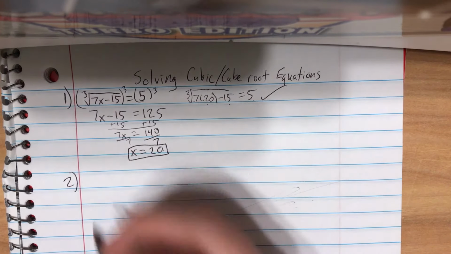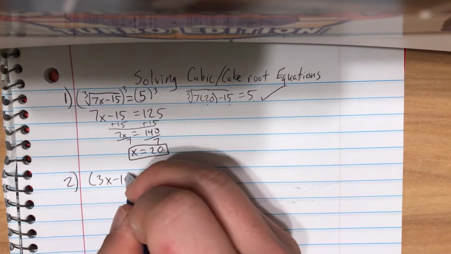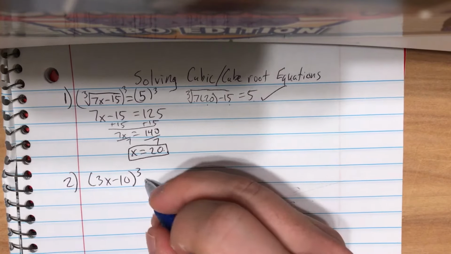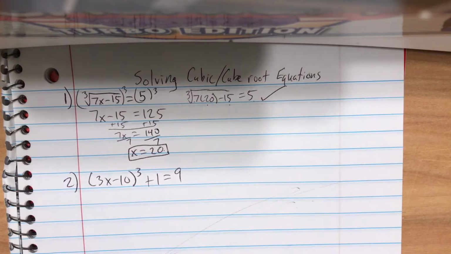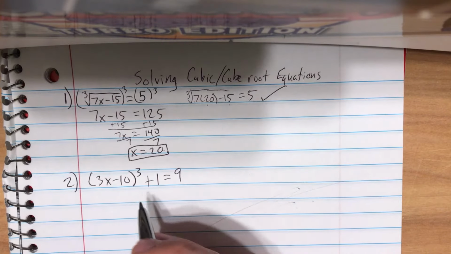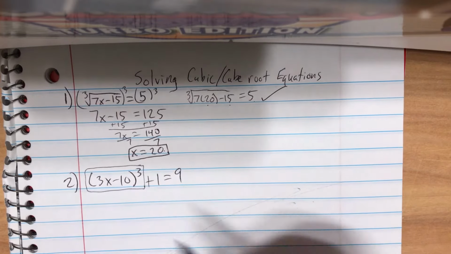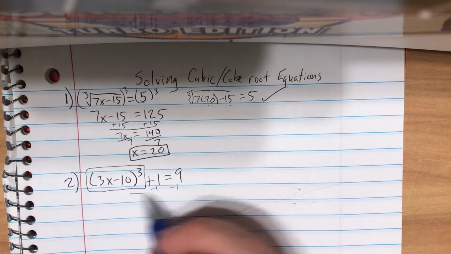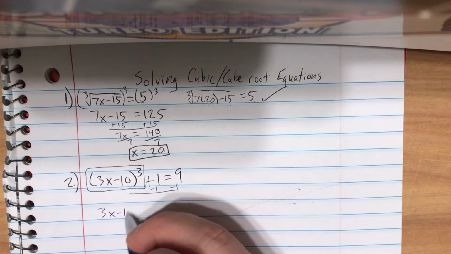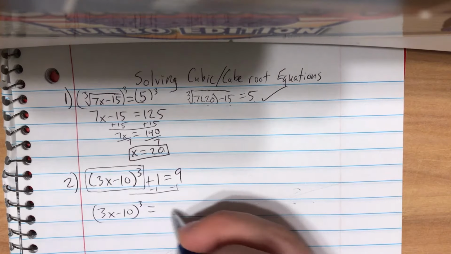Number 2, we're going to have 3x minus 10 in parentheses cubed plus 1 is equal to 9. For this one, we have a cubed term, and so we're going to first off isolate this cubed term. We're going to get this box by itself, so we're going to subtract 1 over. And so we get 3x minus 10 cubed is equal to 8.